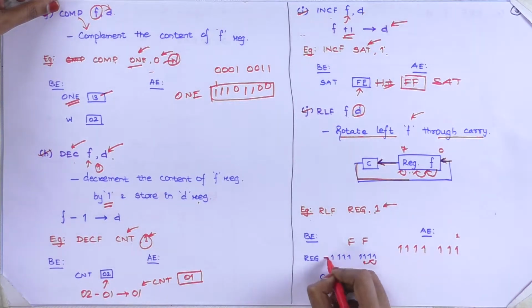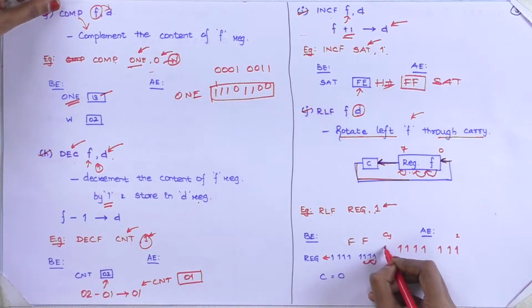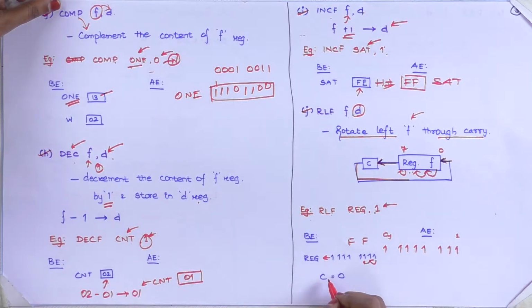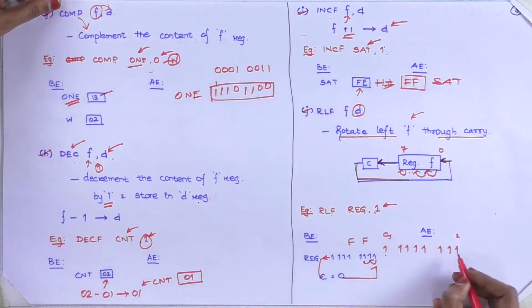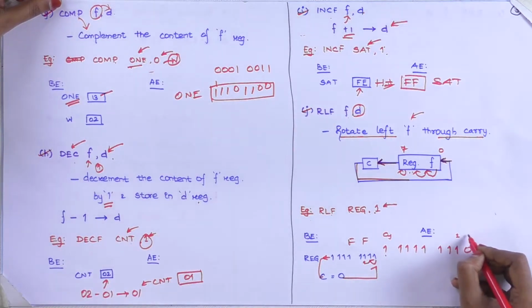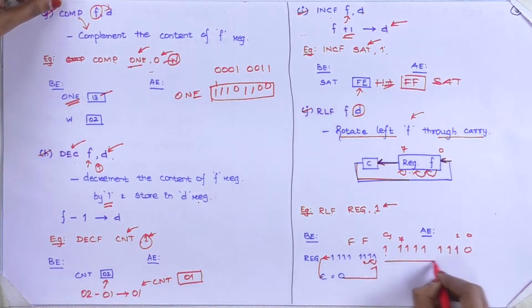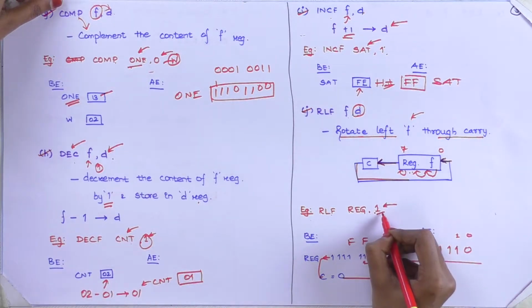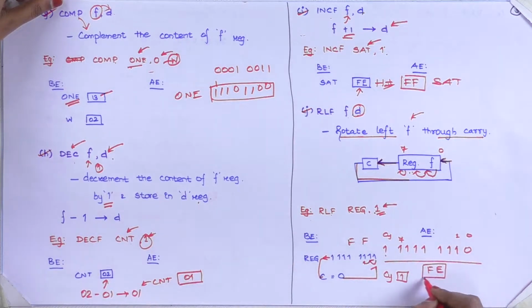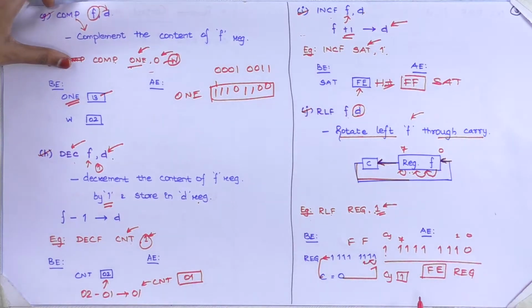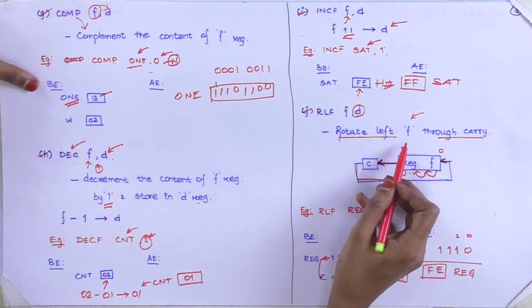Okay. So now the 7th bit will move to the carry, so carry will have 1 now. Then the carry bit 0 is given to the 0th bit. So this is given to the 0th bit. What's the value now? Carry has the value of 1 and this value is FE. Since I have given 1 here in the destination, this value will be stored in REG register. Okay, this is how rotate left will happen.